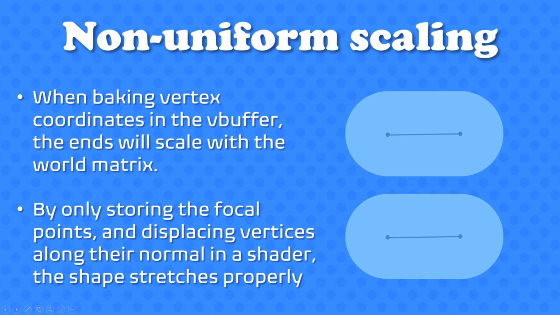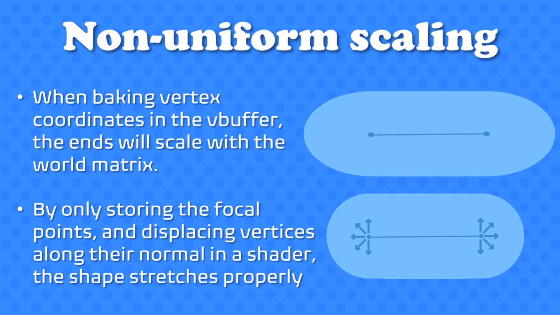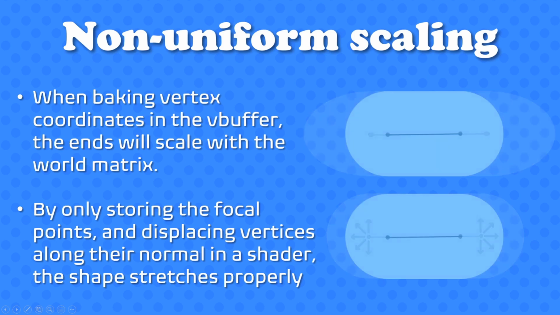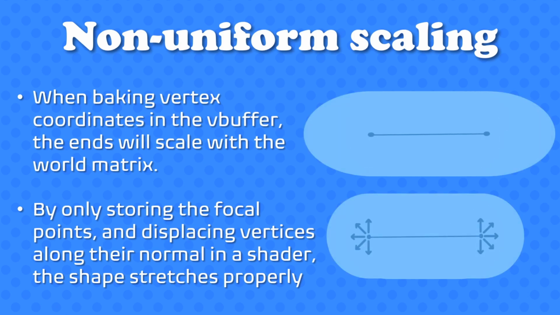So if we then stretch these two vertex buffers by the same amount, you can see what happens when you have baked the positions. The ends will be stretched. And when you have only stored the central position and displaced the vertex in a shader, the ends stay looking like hemispheres. So if we go back and then scale again, you can see what happens. And that's it for the intro.